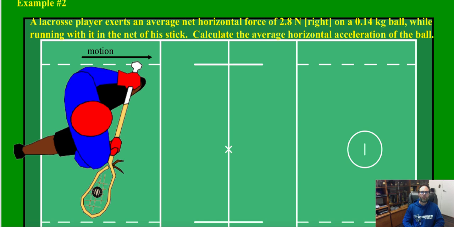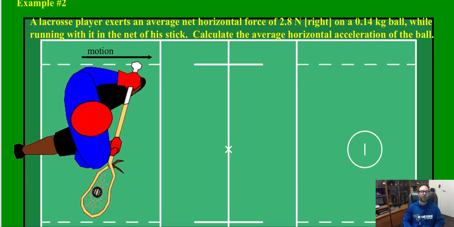In our second example, we have a lacrosse player that exerts an average net horizontal force of 2.8 newtons to the right of a 0.14 kilogram ball while running with it in his stick. You want to now calculate the average horizontal acceleration of the ball. So in this case, he's moving with the ball, but since we're assuming he's in constant motion, that's not an acceleration, so that does not apply to Newton's second law. The only thing that applies here is the horizontal force moving to the right with the stick on the ball.